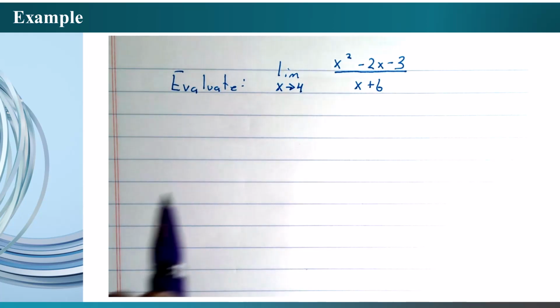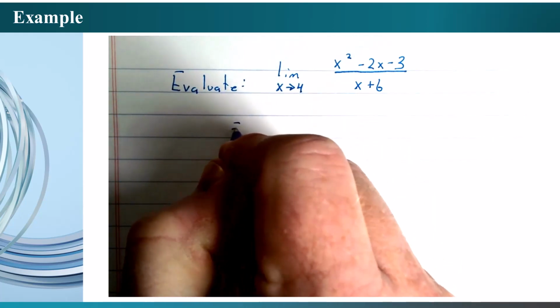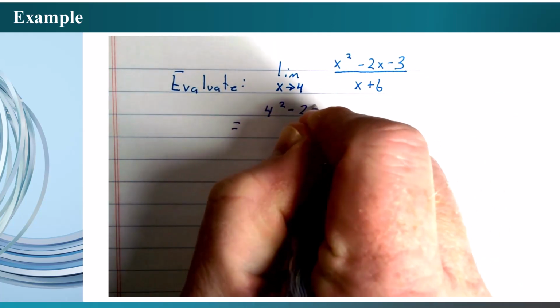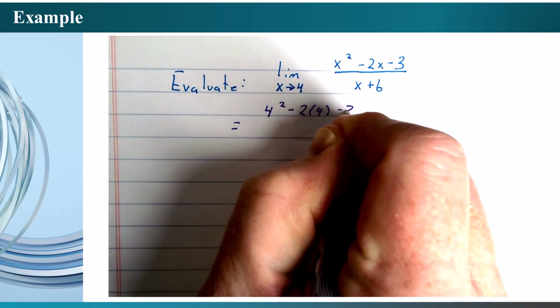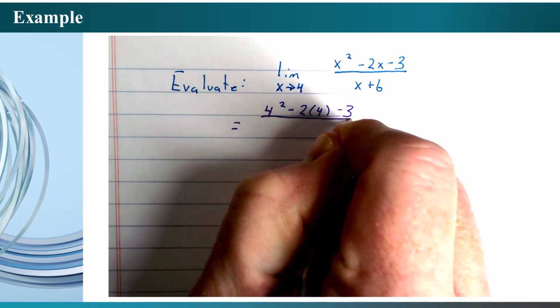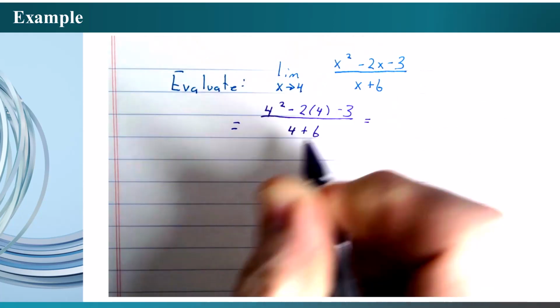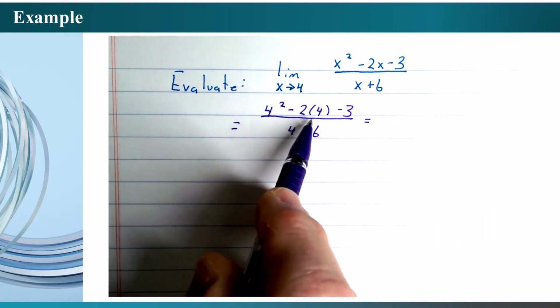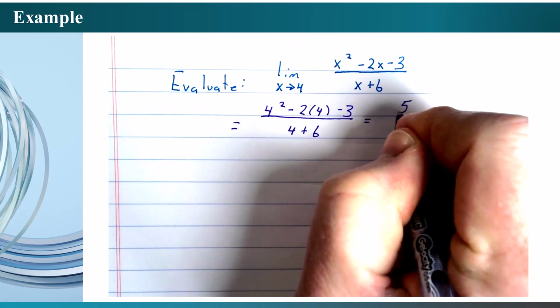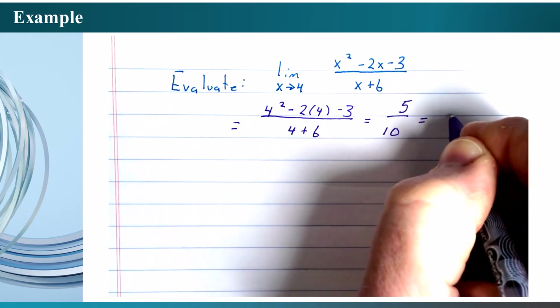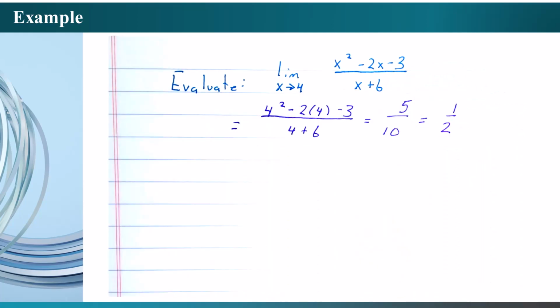So we have 4 squared minus 2 times 4 minus 3 all over 4 plus 6. And that's 16 minus 8 minus 3, which gives us 5 in the numerator, and we get 10 in the denominator, which gives us 1/2, or 0.5.